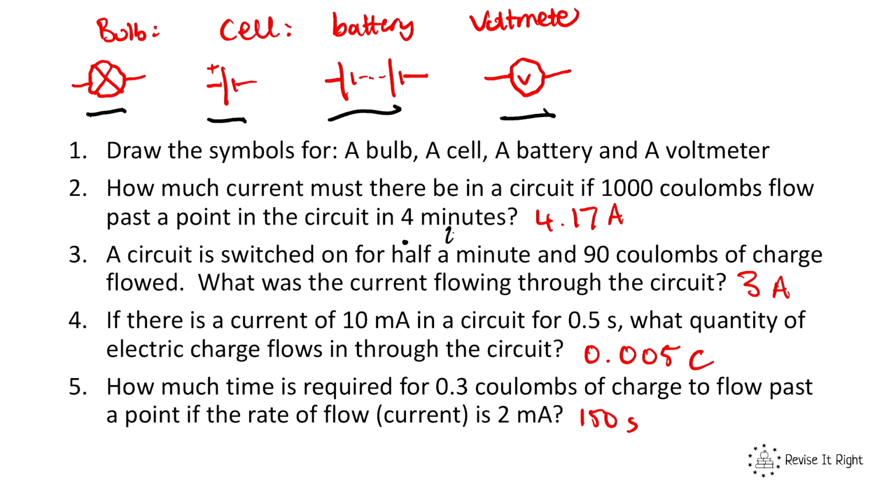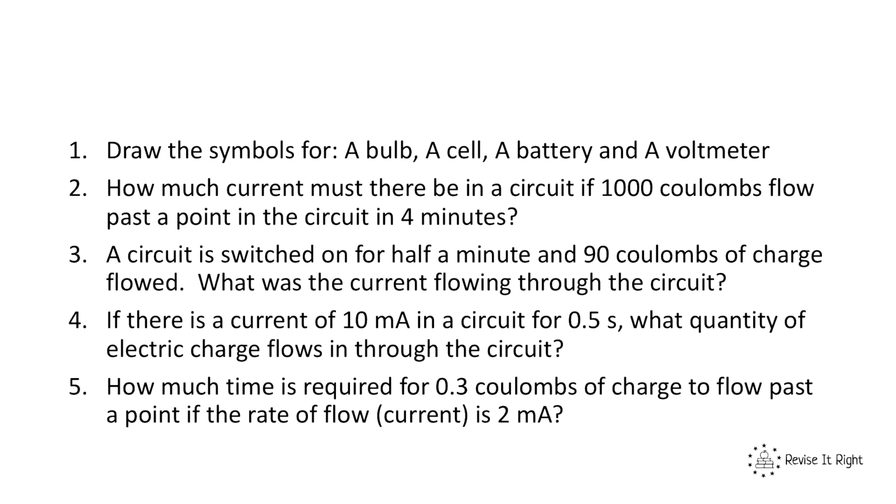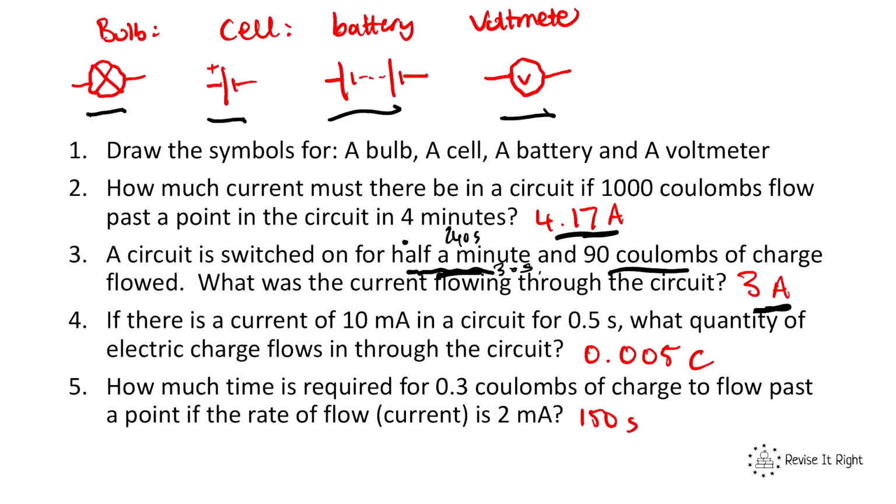Question 3, a circuit is switched on for half a minute and 90 coulombs of charge flowed. What was the current flowing through the circuit? Okay, well again we have to convert our time. So half a minute is 30 seconds. Okay, then we can use that to do our charge over time. So 90 divided by 30, and you would have got your answer as 3 amps.